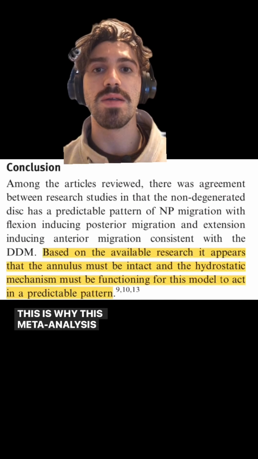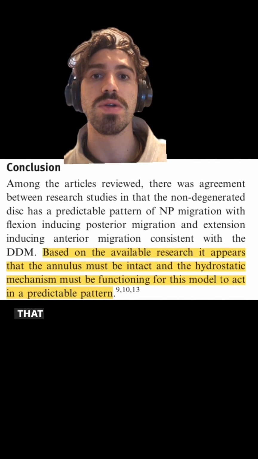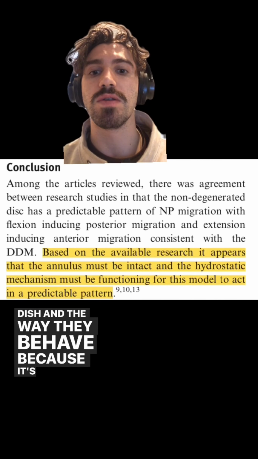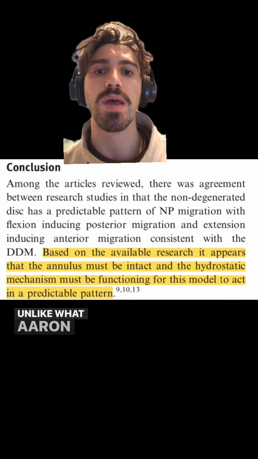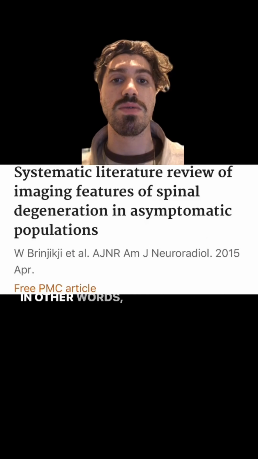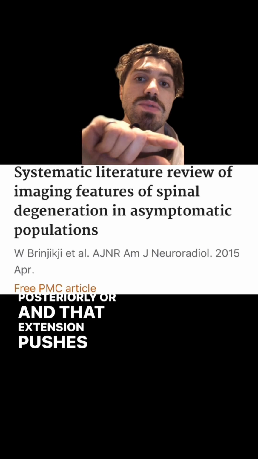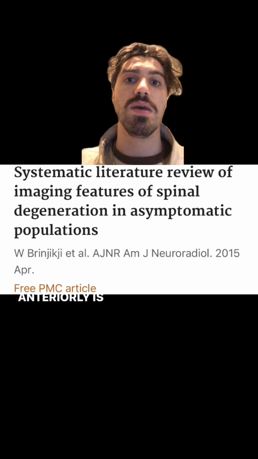This is why this meta-analysis by Haney from 2009 suggests that we should not be as reductive when talking about damaged discs and the way they behave, because it's probably going to be stochastic, unlike what Aaron is presenting here with the disc bulge. In other words, saying that flexion pushes the disc back posteriorly and that extension pushes the disc back anteriorly is overly simplistic.